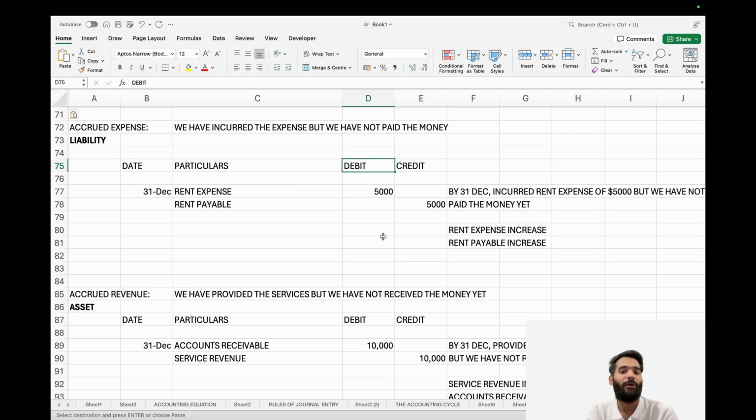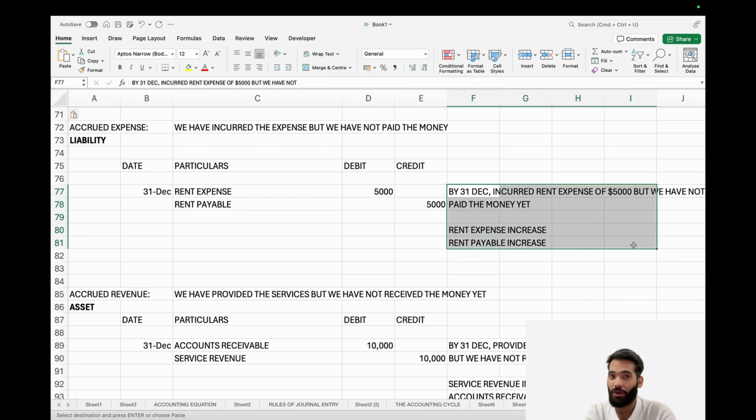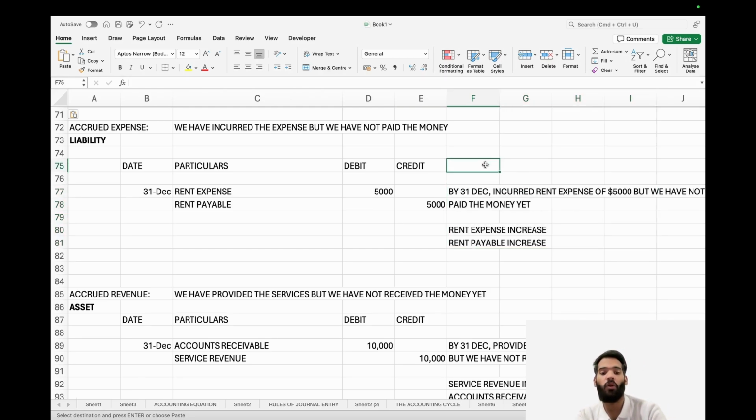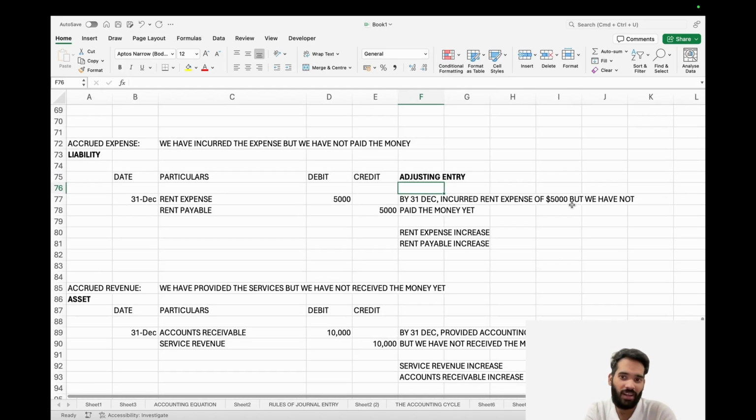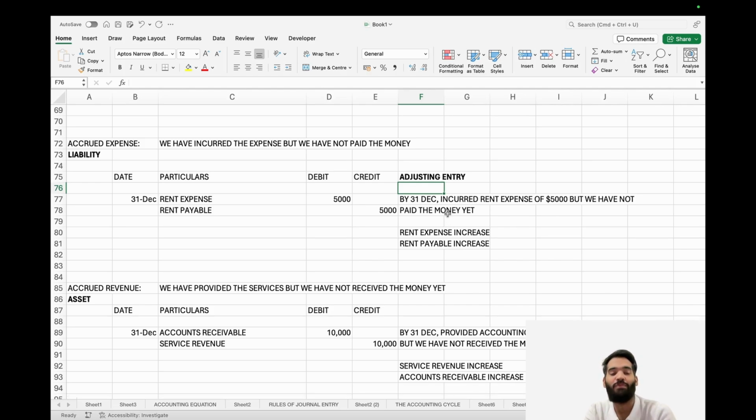All right. Now, what if I told you that the entry for accrued expense we learned is actually not a normal journal entry? It is already directly an adjusting entry. I don't know if you picked up on the detail that I said by 31st of December this happened. Incurred rent, but we have not paid the money. So please remember, for accrued expense, there's no such thing as a normal entry and then an adjusting entry. No, it's directly an adjusting entry. We directly record it at the end of the accounting period, right?